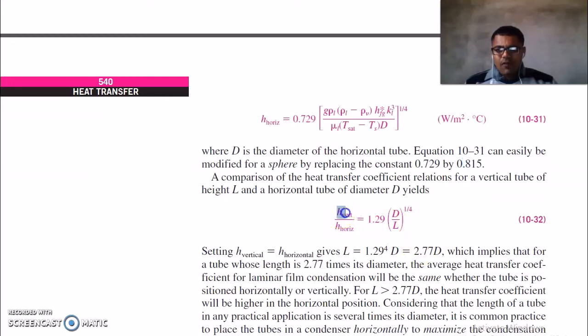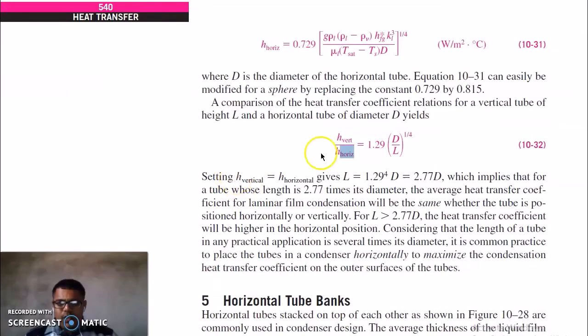Also the ratio of vertical to horizontal is equal to 1.292 (d/L) raised to power 1/4, where vertical means the case of a vertical tube and the other is the case of a horizontal tube. This is the ratio of heat transfer. So when you equate heat transfer in case of the vertical tube and the horizontal tube on the outer surface, this gives L equal to 2.77 d. It means that for a tube whose length is 2.77 times its diameter, the average heat transfer coefficient for laminar film condensation will be the same whether the tube is positioned horizontally or vertically.